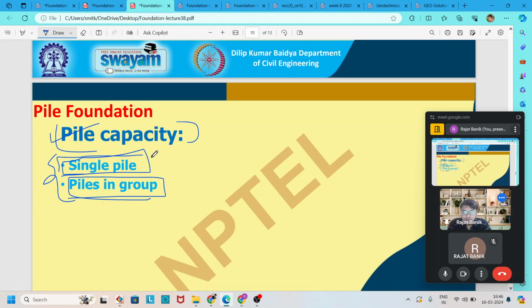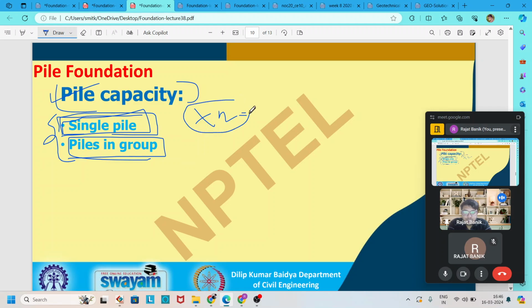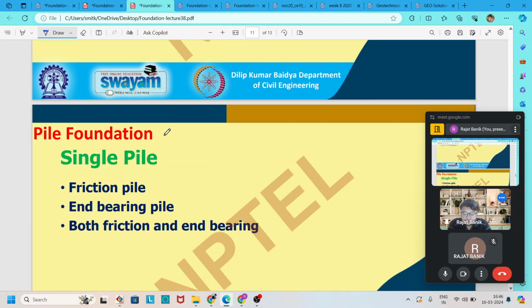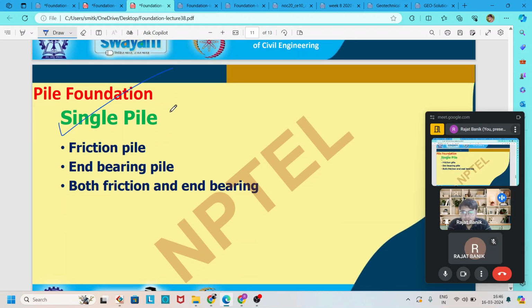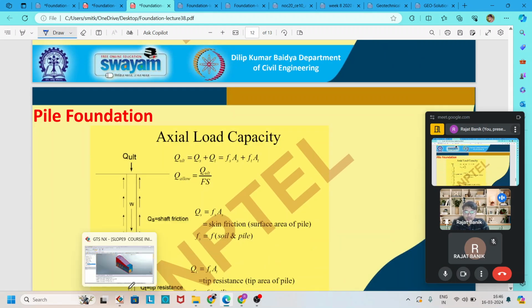So first, in our upcoming formulas, we find out the pile capacity for a single pile and then multiply by the number of piles to get the total capacity for pile groups. For a single pile, the load transfer mechanism can be through friction, through end bearing, or both friction and end bearing.